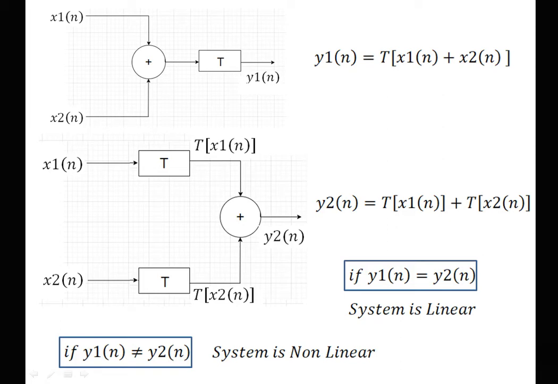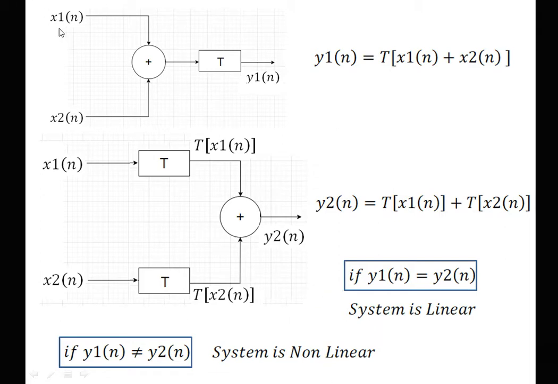The principle of superposition requires that the response of the system to a weighted sum of the signals is equal to the corresponding weighted sum of the responses of the system to each of the individual input signals. Now, from these two diagrams, we will see when our system is linear and when our system is non-linear.